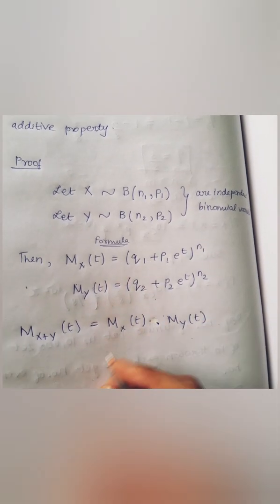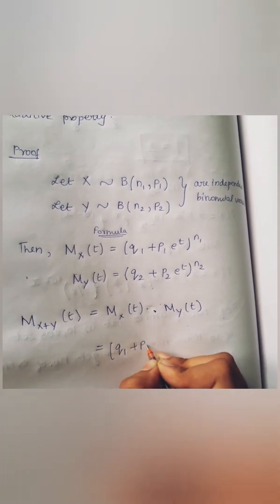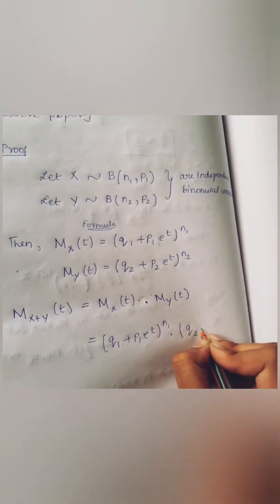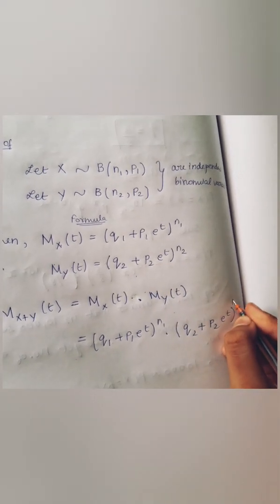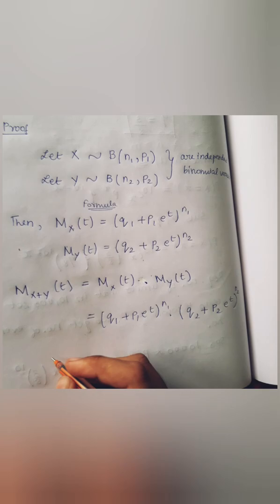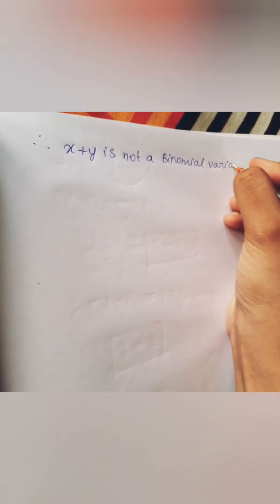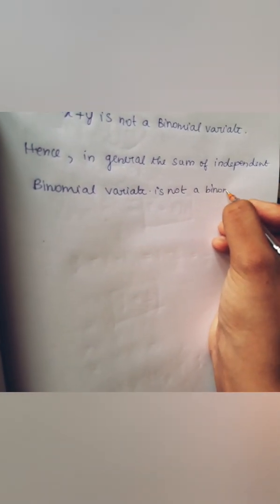So we are substituting the above, (q1 plus p1 e power t) the whole power n1 into (q2 plus p2 e power t) whole power n2. These cannot be expressed in the form of (q plus p e power t) whole power n. So the next is X plus Y is not a binomial variate. Hence in general the sum of independent binomial variates is not a binomial variate.